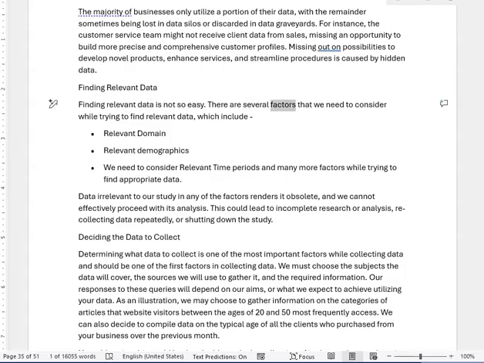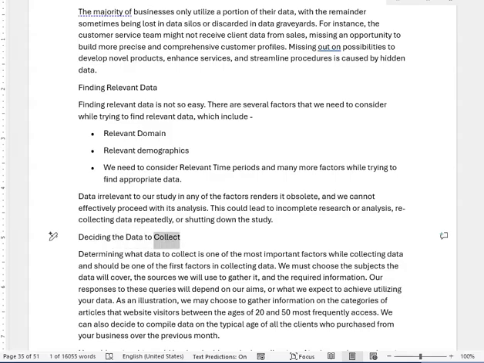There are several factors that we need to consider while trying to find relevant data, which include relevant domain, relevant demographics. We need to consider relevant time periods and many more factors while trying to find appropriate data. Data irrelevant to our study in any of the factors renders it obsolete, and we cannot effectively proceed with its analysis. This could lead to incomplete research or analysis, recollecting data repeatedly, or shutting down the study.